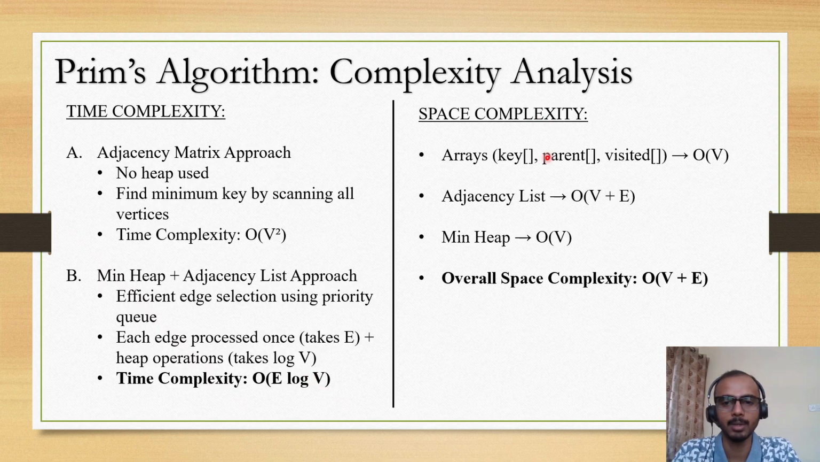And then for space complexity, we have three vectors, each of size O of V. The adjacency list will use O of V plus E, and the min heap space will be order of V. So the overall space complexity will be big O of V plus E.